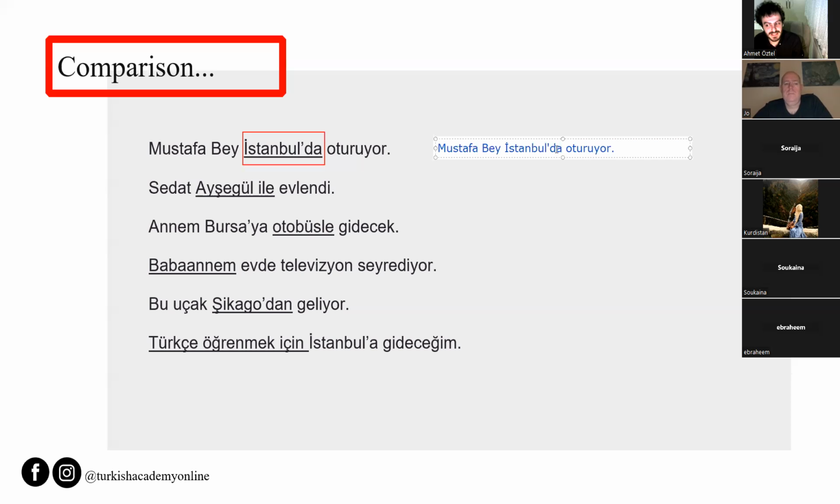So what I need is the question, and I want to learn about this specific word, Istanbul. Like, is it where he lives? And yeah, it's going to be a question. So where do I put the mı mu? The mı is coming behind, after İstanbul'da. İstanbul'da mı oturuyor. Exactly. Mustafa Bey İstanbul'da mı oturuyor?